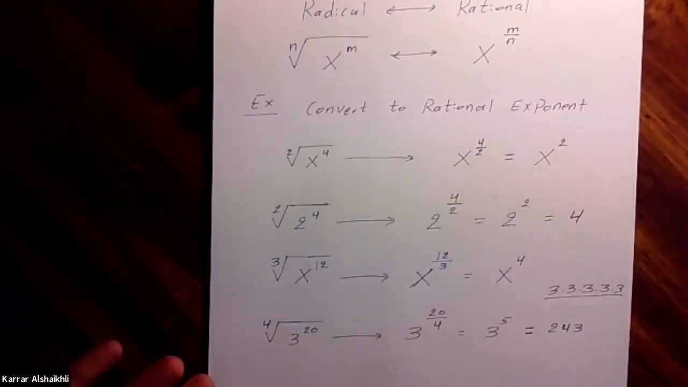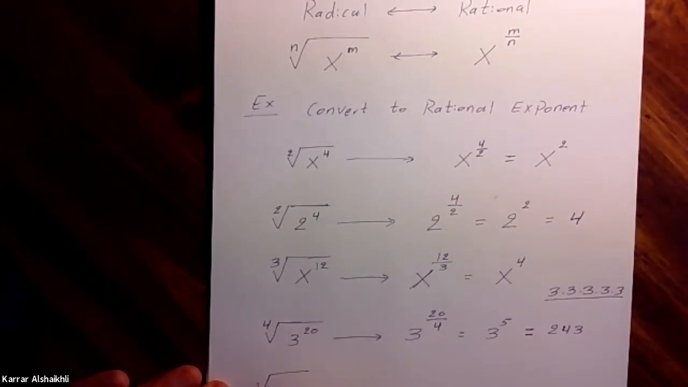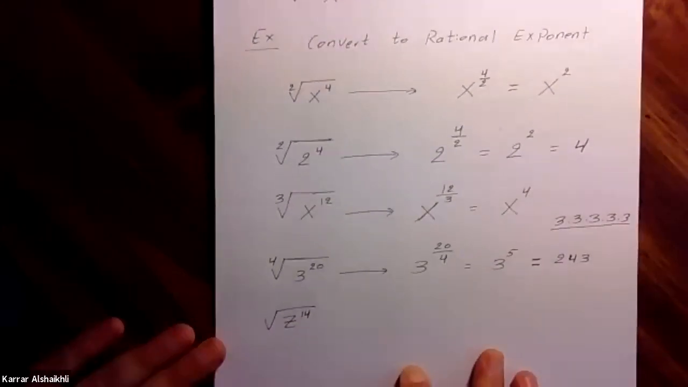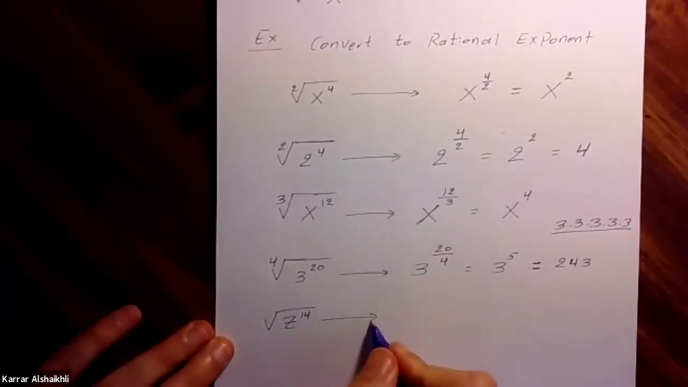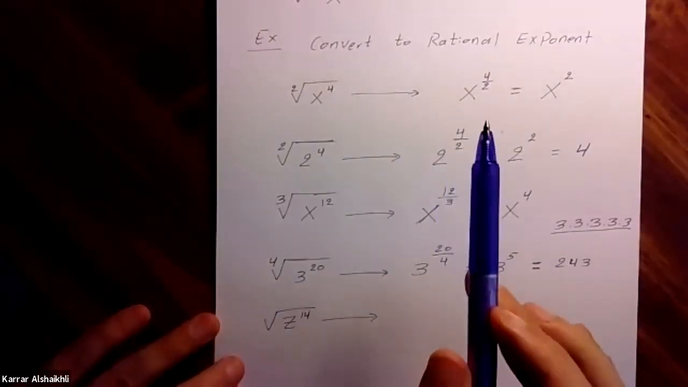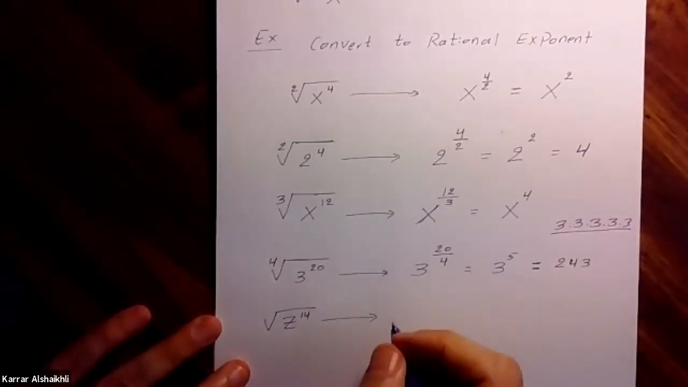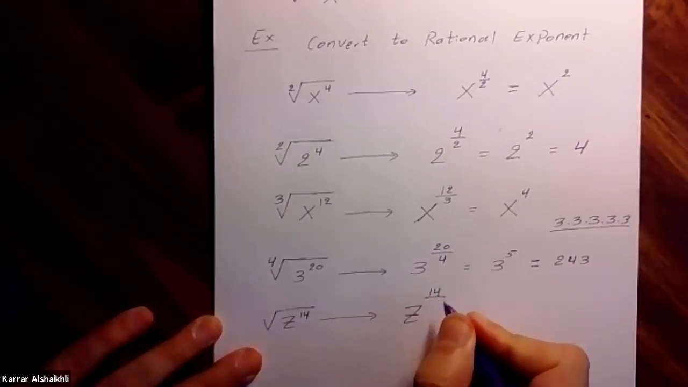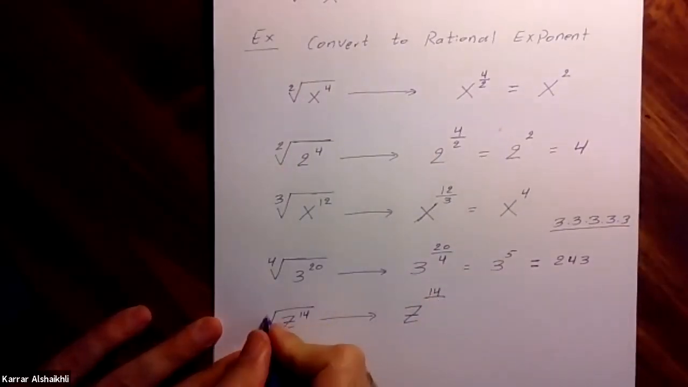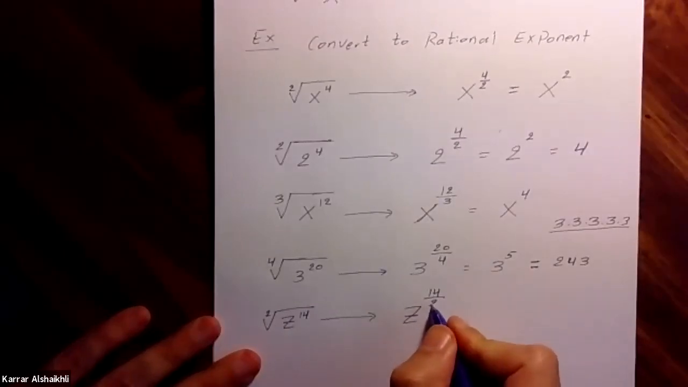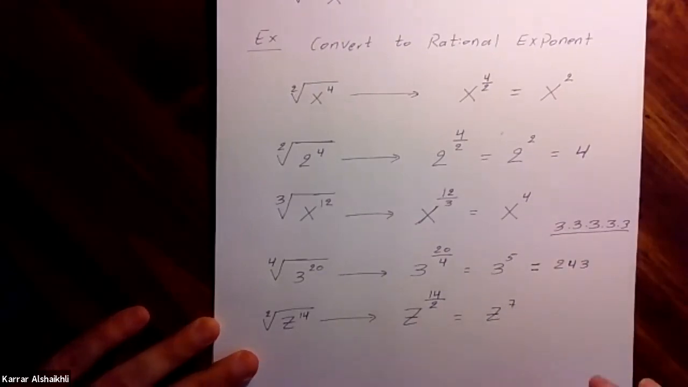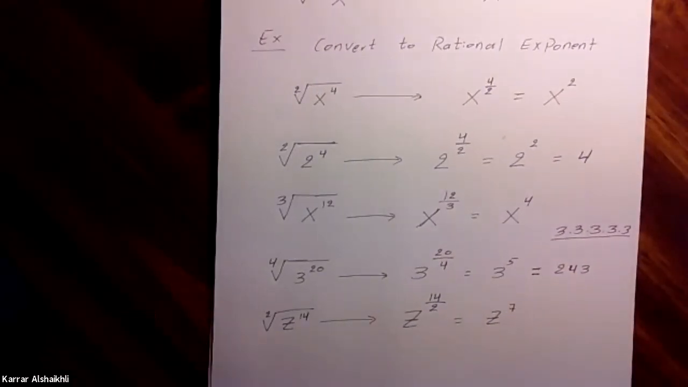Let's do one more example. If you have z to the power 14, we need to write down the rational form. So here is the number, 14 on the top. And if there is no number here, that means it's 2. So it's going to be 14 over 2. Simplified, it's z to the power 7. That's how we convert from radical to rational.